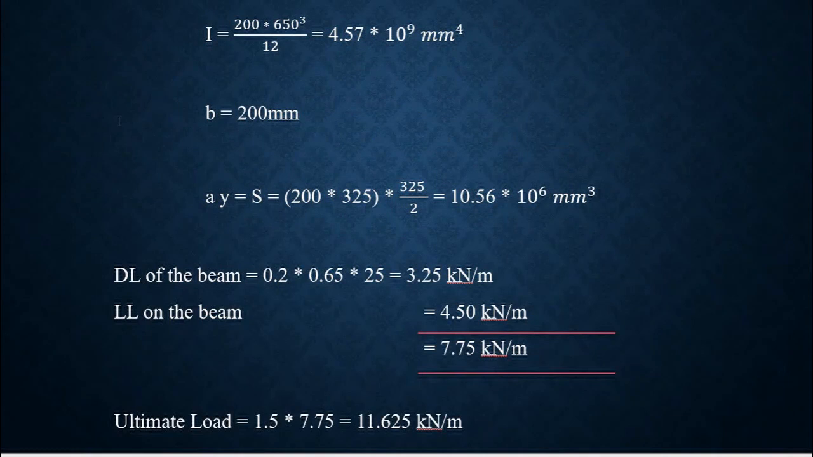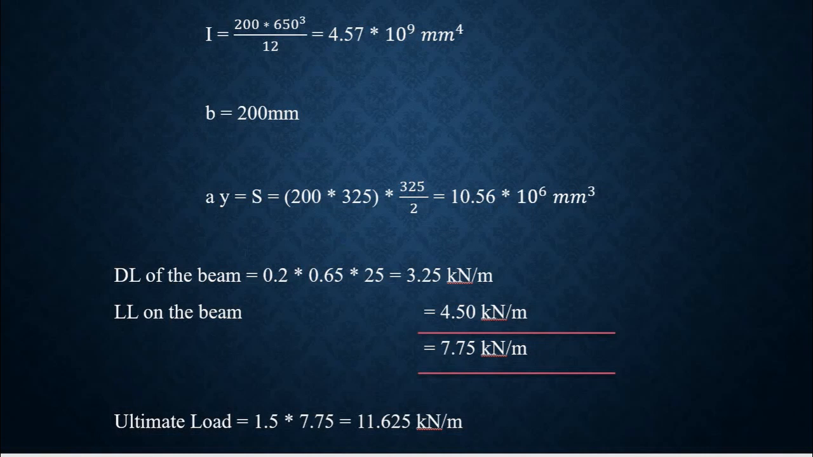For the calculation purpose, we require the moment of inertia. So I is equal to BD cube by 12 for a rectangular cross section. Width is 200 into depth 650 cube by 12. That will give you 4.57 into 10 power 9 mm power 4.